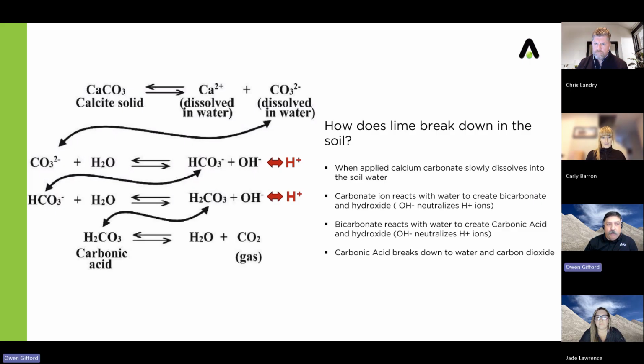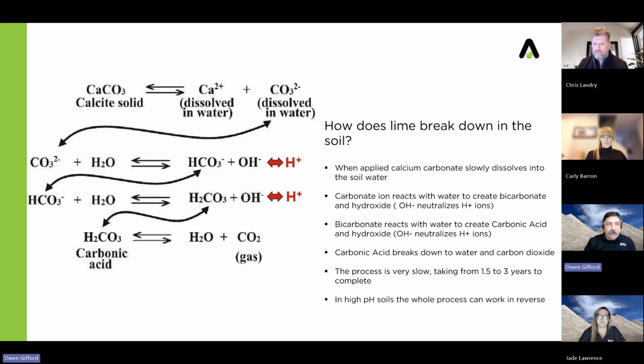And eventually that carbonic acid, a very weak acid, breaks down in the soil, becoming just water and carbon dioxide. And as I've been saying the whole time, it really is a very slow process in the soil. All of these reactions take a long time to occur. So when you apply a traditional calcitic or dolomitic lime to the soil, it can take from 1.5 to 3 years for this whole process really to occur.